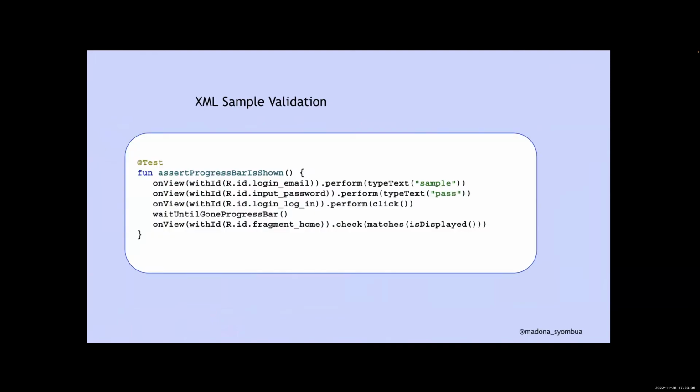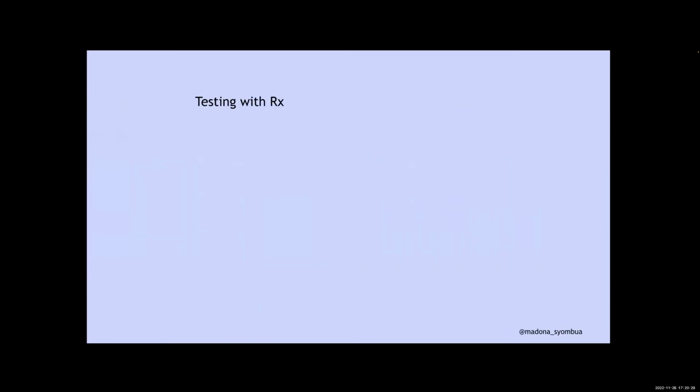I also made sure, since I know many of us are still using the old way of doing Android, to show a little bit of how you can do this in XML too. As you can see here, we have an ID where we get the login email, you put in the password, then you click the login button, and then you wait until the progress bar. Then you navigate where you want to navigate, or make sure that it's displayed.